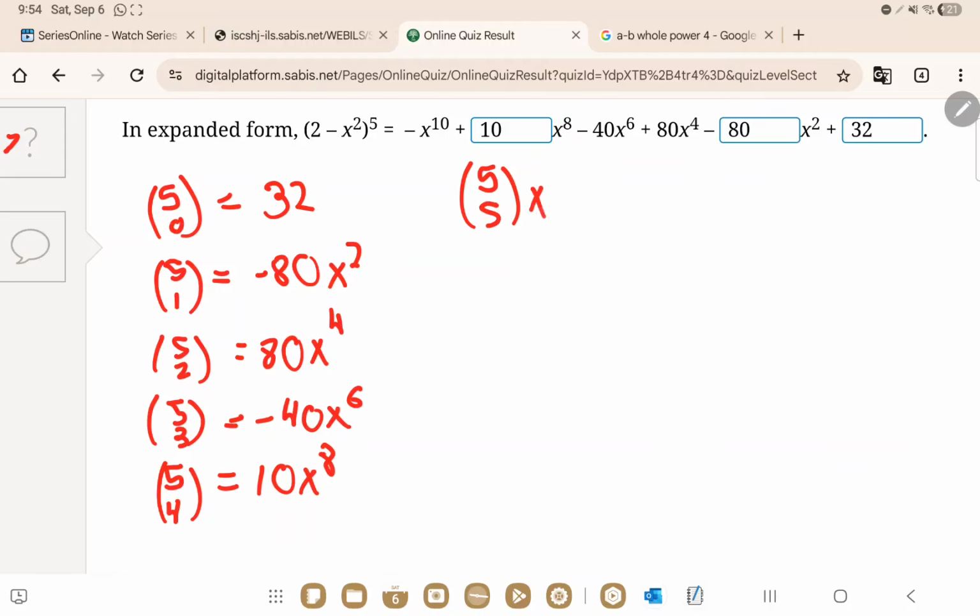And now we were solving 5C5, which is equal to 1, times 2 to the power of 0, so it's 2 to the power of 0, which is 1, times negative x squared to the power of 5, which is just negative x to the power of 10.